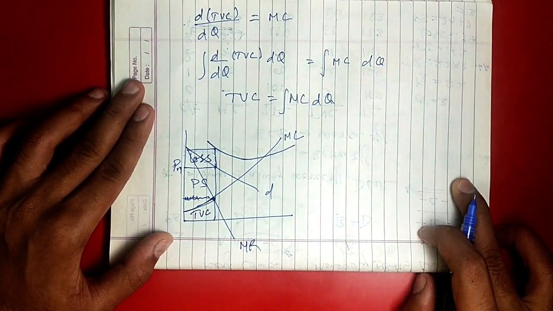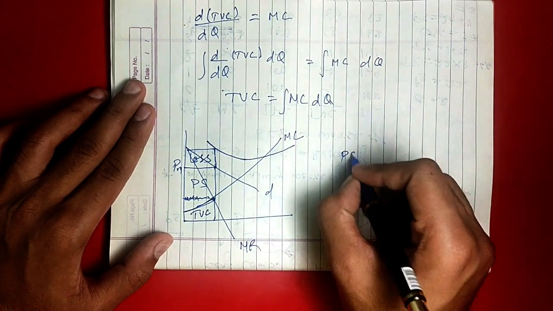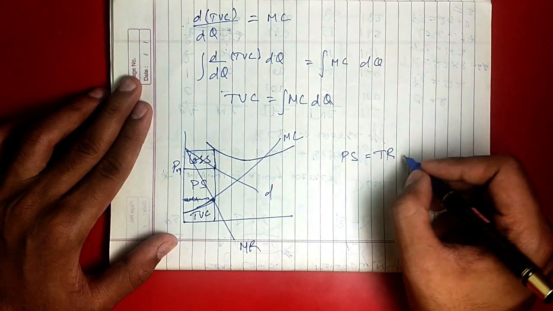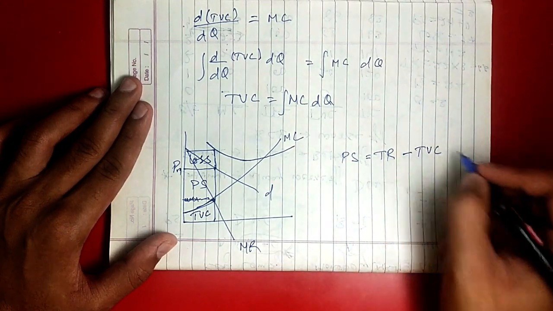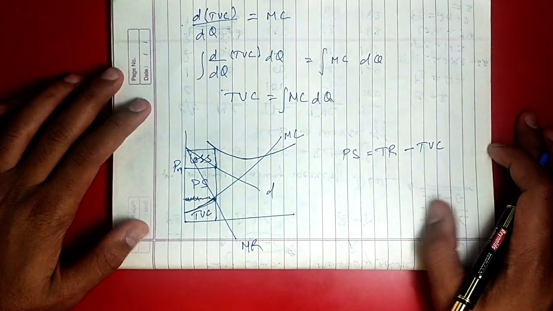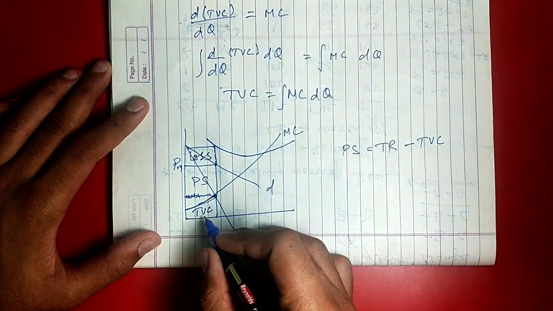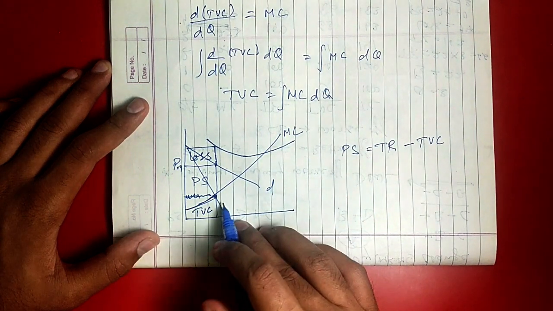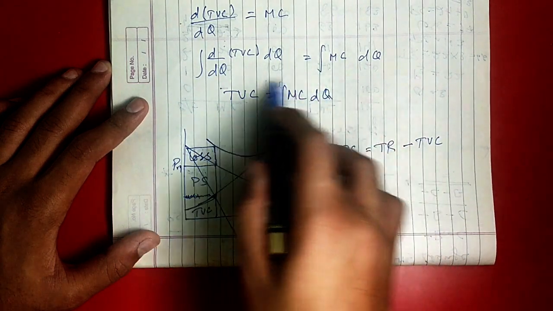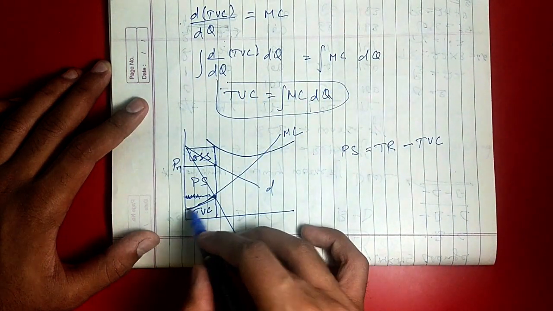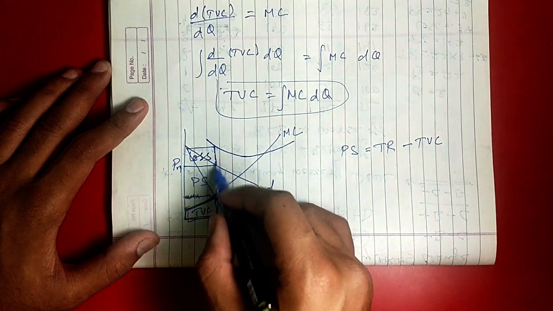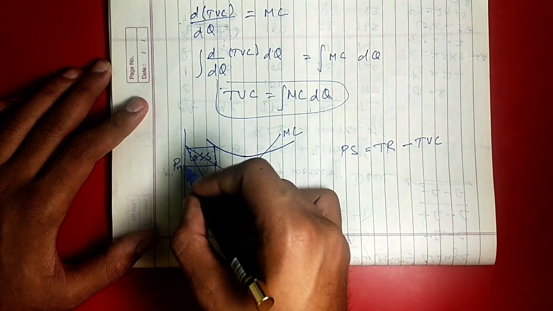So what can we see over here? We can see that producer surplus is equal to total revenue minus total variable cost. This can also be seen from the diagram. TVC comes because when we integrate the MC, the result we get is this only, as I have derived earlier. This area below is TVC, and the area below the price line and above the MC is producer surplus.